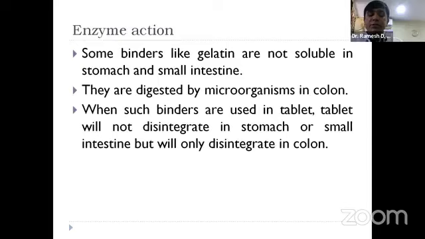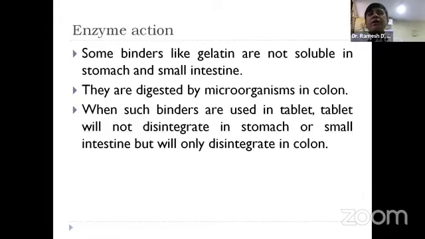Next is enzyme action. Some binders like gelatin are insoluble in stomach and small intestine, but they are digested by the microorganisms which are present in the colon. That's why they can be used as a tablet binder for the tablets which are manufactured for colon targeting. Another example of such kind is guar gum. That is also insoluble throughout the GIT.